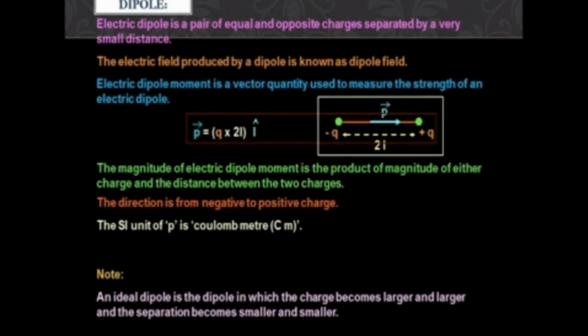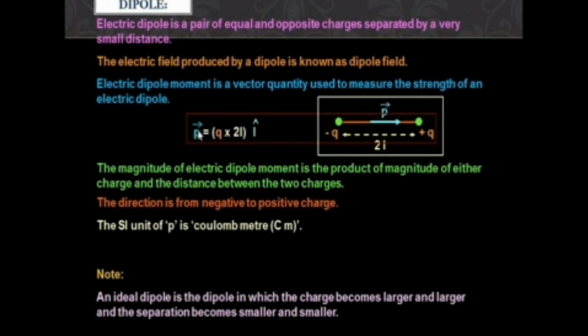Okay, so here electric dipole moment is a vector quantity and is used to measure the strength of the electric dipole. So you can see that this is minus Q and plus Q, the two charges. They are separated by the distance of 2L. This is 2L, where P vector is called dipole moment.